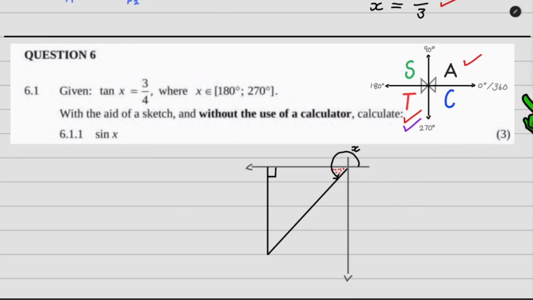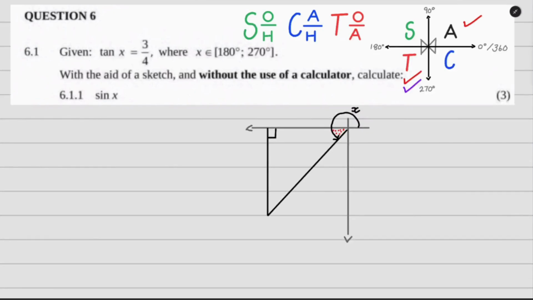And now I'm going to start filling in the sides of my triangle. So I look at my trig ratio here and I think of SOH CAH TOA. We are working with tan in this question. So the one on top is the opposite and the one at the bottom is the adjacent.